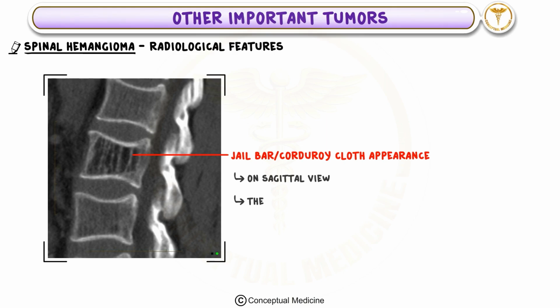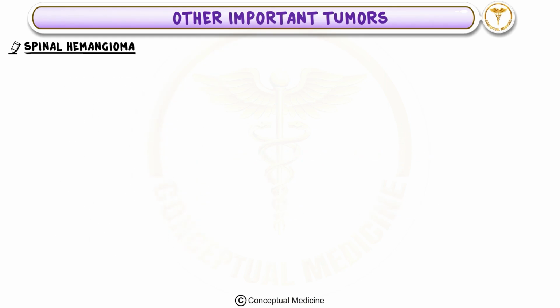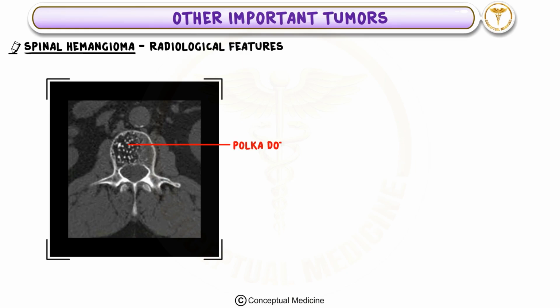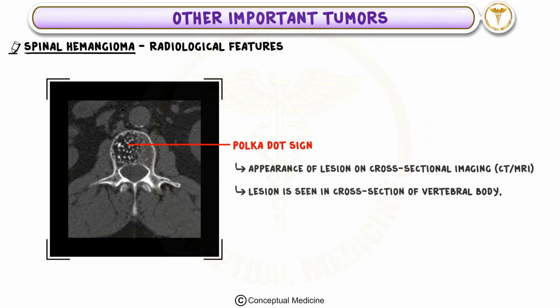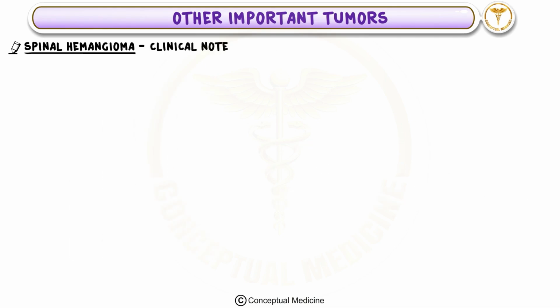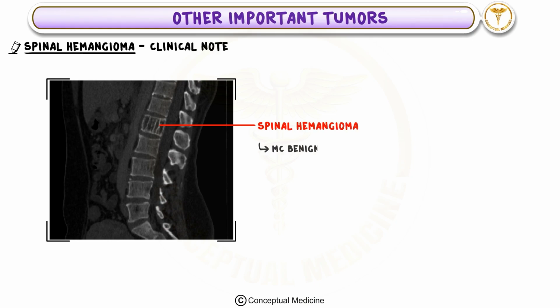This is because the lesion has vertical striations that look like the vertical ridges on corduroy fabric. 2. Polka dot sign. On cross-sectional imaging, such as CT or MRI, the lesion presents a polka dot sign. This pattern arises because the lesion is seen in a cross-section of the vertebral body, with dots corresponding to thickened vertical trabeculae. Clinical note. Spinal hemangioma is the most common benign lesion in the spine.